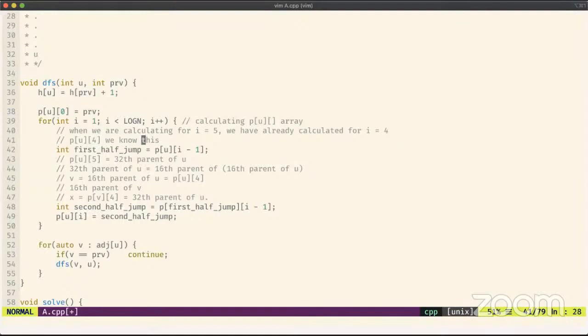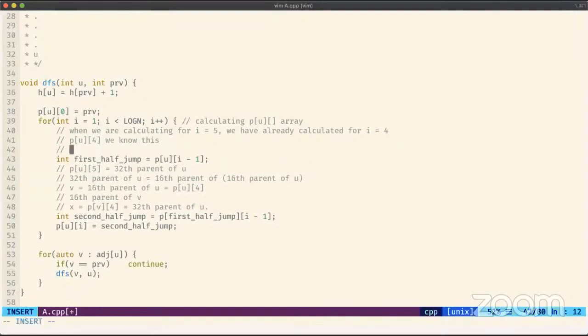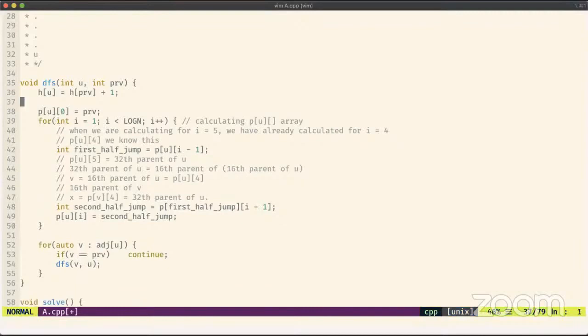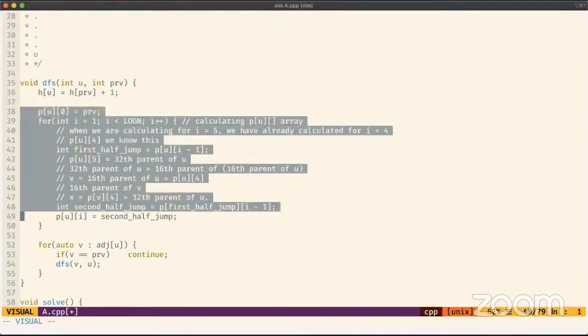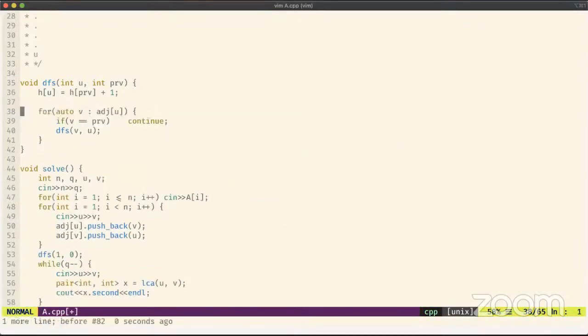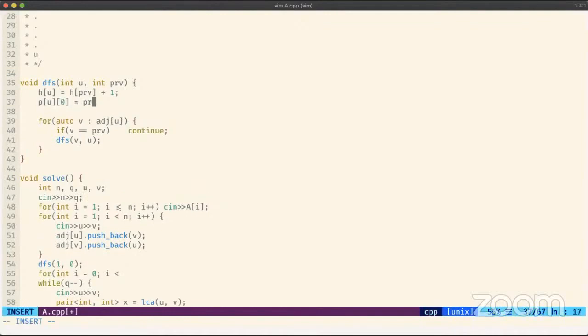You get this part? We already know PU4. And also, I'll write this at some place simpler and in a slightly different way. I'm confident that some people might find this confusing right now. You can do this like this also. PU0 equal pref.